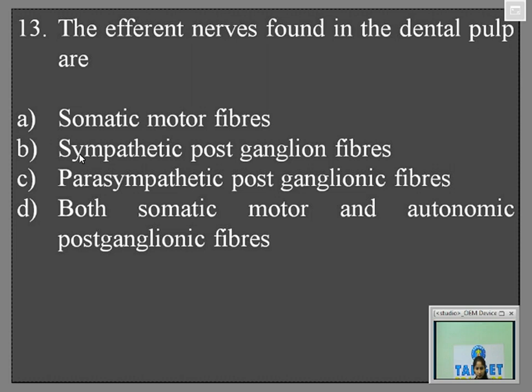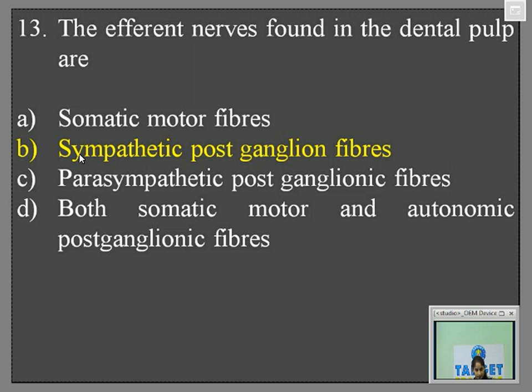Alright, so the first question: efferent nerves found in the dental pulp are? The answer is B, that is sympathetic postganglionic fibers. Now one question is always asked about your nerve supply for the pulp. At this point you should know that there are only two types of neural supply that is received by the dental pulp.